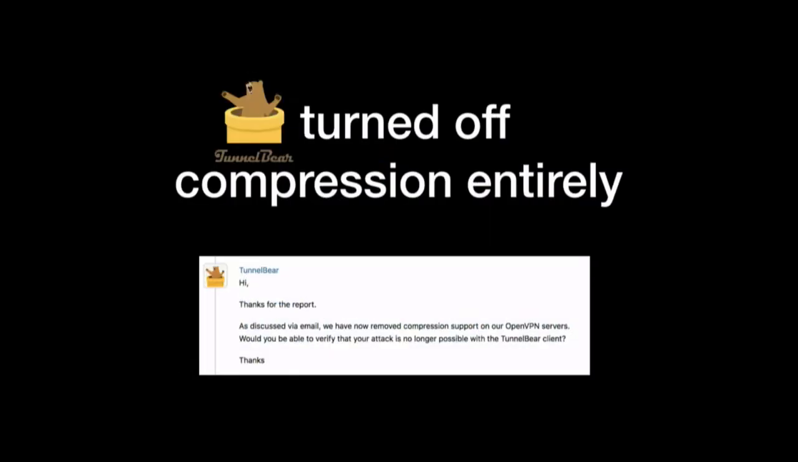One instance is TunnelBear. It's one of my favorite SaaS VPNs, and I had a chat with them. They quickly disabled compression on their server side and on the client side. So that was pretty neat.